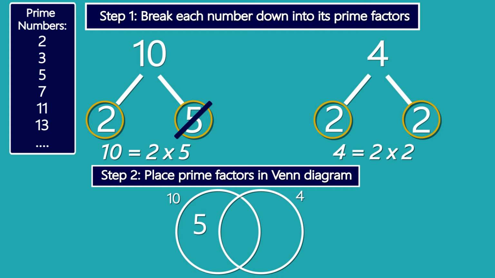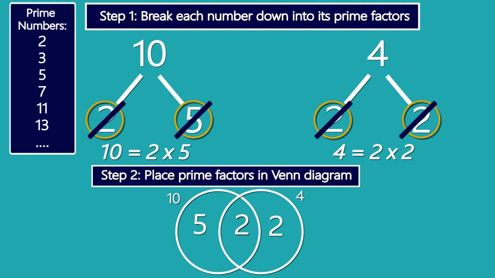2, well, there's one 2 in both the 10 and the 4 factor tree, so I'm going to put that 2 in the middle and I'm going to cross it off. It's in the middle because it's both a prime factor of 10 and 4, and I've crossed that off, and I've got one 2 left, and I'm going to put that 2 just in the 4 circle because the 2 that is in the 10 factor tree is already in the Venn diagram. I've already crossed it off.